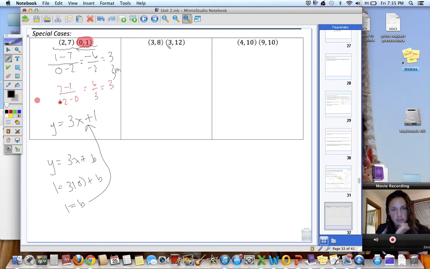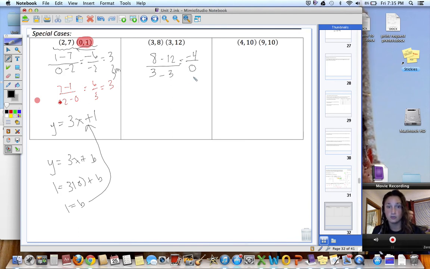So let's go to this one. I'm going to pick this one first. Here's what I'm calling my y2. That's my y2, then that's my x2. And I'm minusing. Then this is my y1, and that's my x1. So 8 minus 12 is a -4, and then 3 minus 3 is 0. So now I have -4 over 0, which is the same thing as -4 divided by 0.